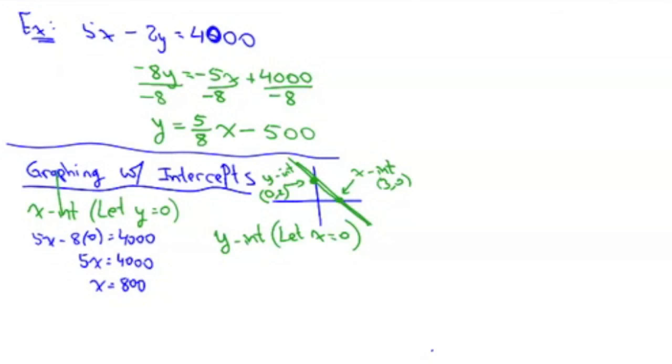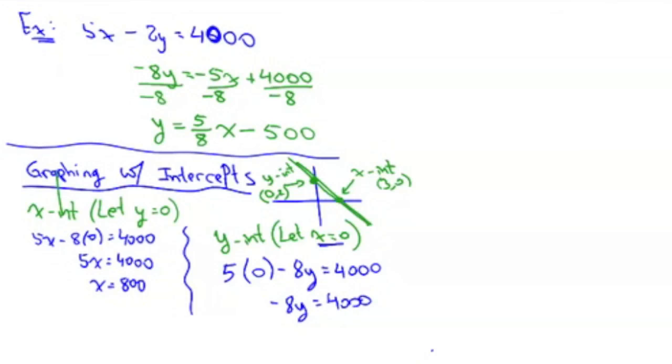Do the same thing for a y-intercept. Separately, don't use the same equation as that. Go back to the original. For a y-intercept, you're going to let x equal 0, so you're going to get 5 times something minus 8y is equal to 4 grand. The something happens to be, well, 0. 5 times 0 goes away, so you get negative 8y is equal to 4,000. We already knew this answer. y is equal to negative 500. From up here, we knew the y-intercept was negative 500.